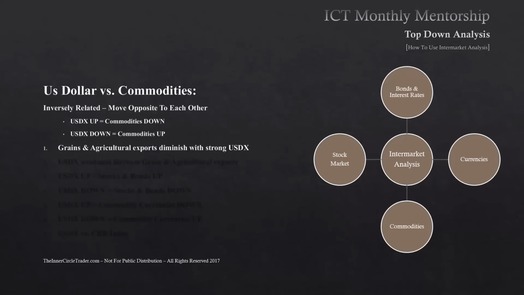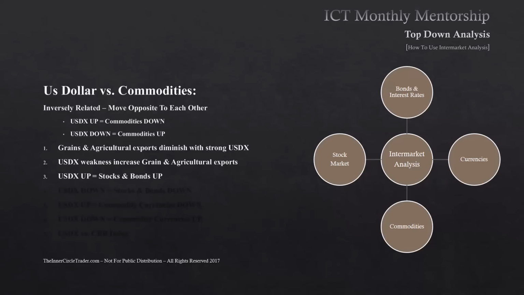Now, when we're looking at commodities, grains and agriculturals are very export sensitive. So if we have a strong dollar, that's going to diminish the desire or demand for exports in the form of grains and livestock, agricultural markets. In other words, grains and meats. And if the US dollar index shows weakness, that instills an increase or demand for grain and agricultural exports.